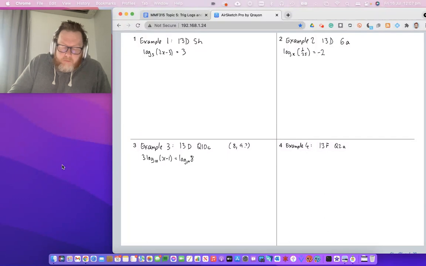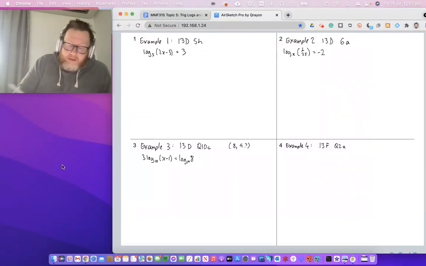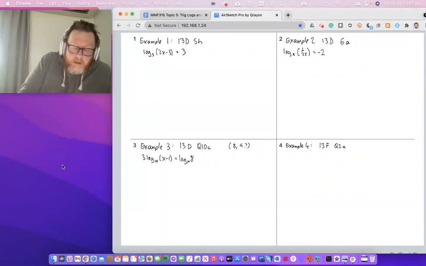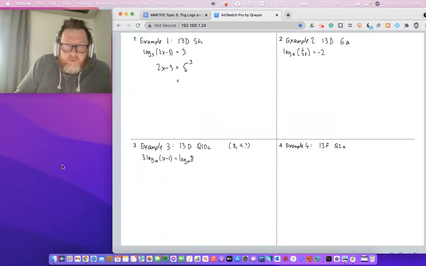So here we have log base 5 of 2x minus 3 equal to 3. I would just simply rewrite this using the basic definition. That means base to the answer equals this thing here. So we would have 2x minus 3 is equal to 5 to the power of 3. 5 5s are 25 times 5 is 125.